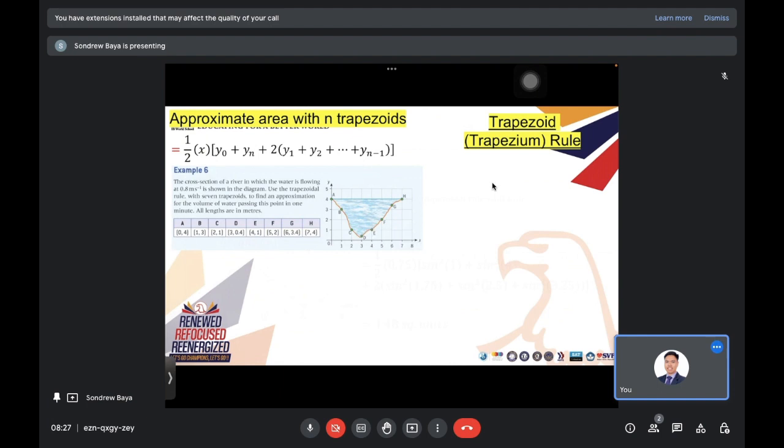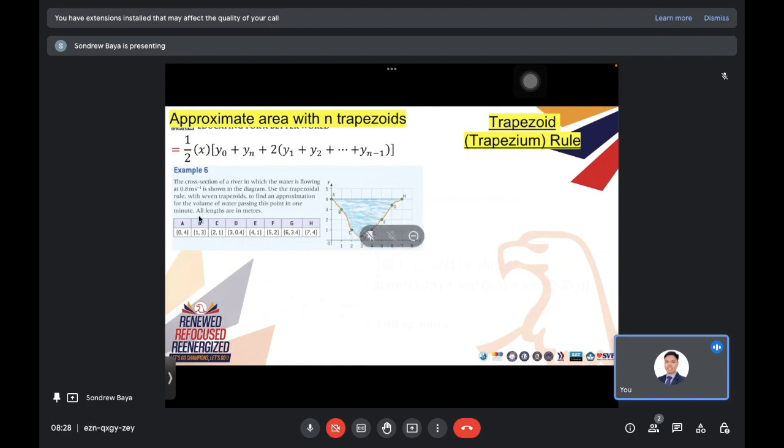So first, pause this video and try to analyze. Alright, so we're looking for the volume of the water that passes through this particular point in 1 minute. We are given here that the water is flowing at a rate of 8 meters per second. This 8 meters per second is actually the depth of the water. Every second, this will tell you how fast the depth rises. So it rises at a rate of 8 meters per second. So that's the depth. All right?